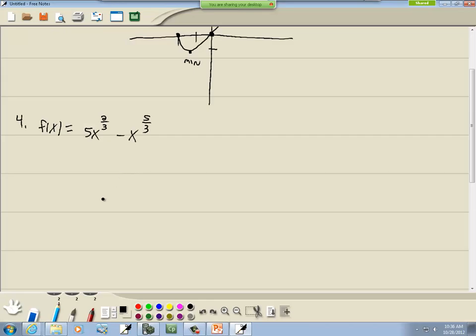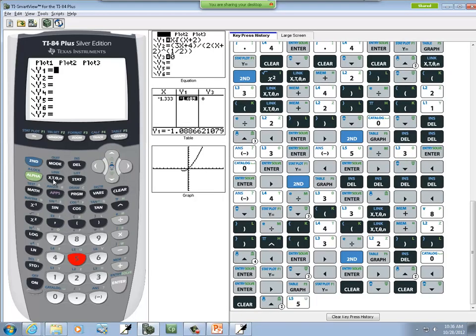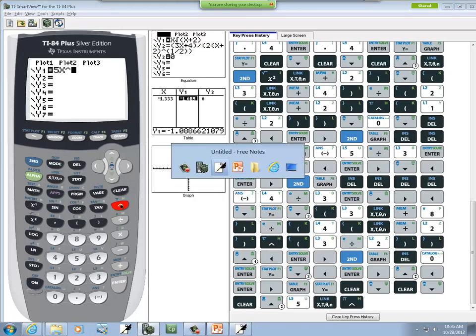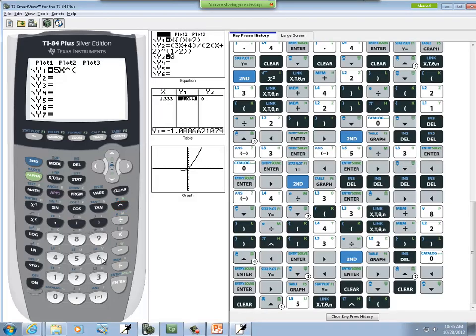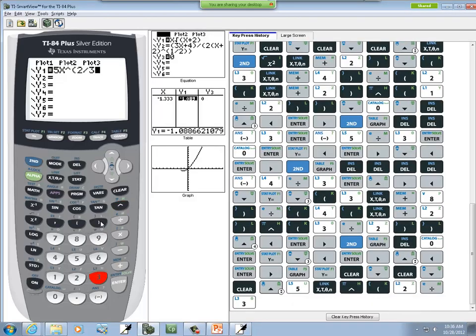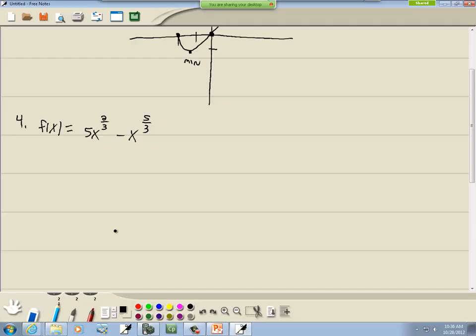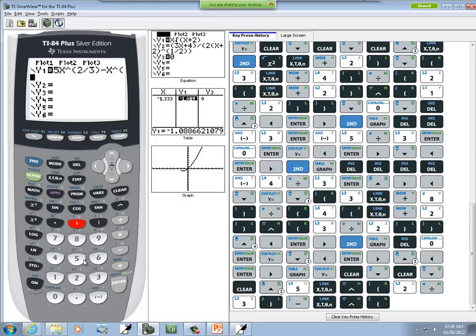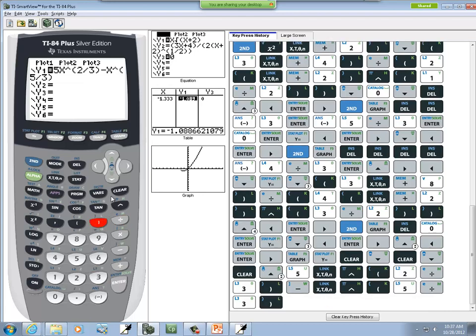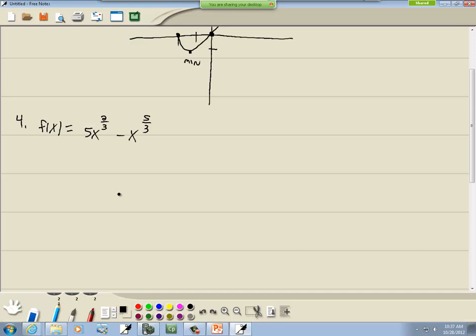Okay, so I got 5x caret, and I want to put parentheses around the power since it's more than a single number. So beginning parentheses, 2 divided by 3, closing parentheses, minus x caret, beginning parentheses, 5 divided by 3, closing parentheses. Okay.